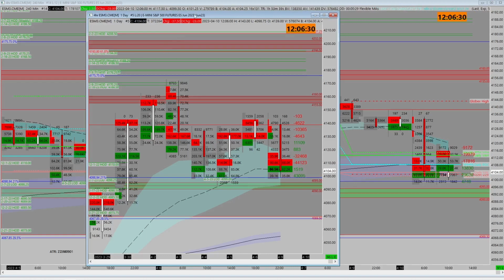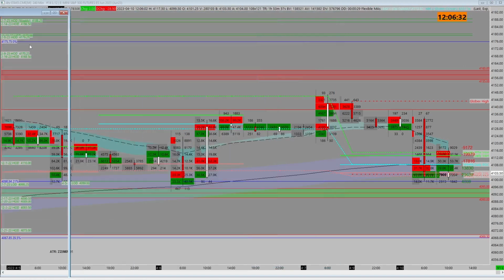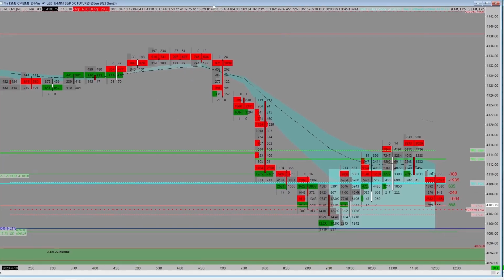Now, from here, let's take a look at today's intraday order flow. So now we're transacting back towards lows, but from the open, we were one time framing up on the 30-minute, right?